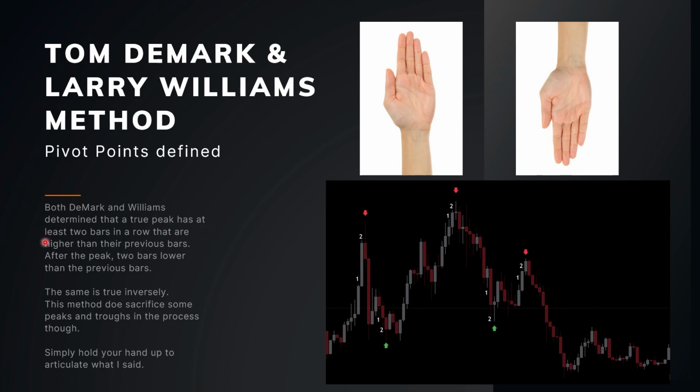All you have to do is read this and look at your hand. That's what they meant. They meant that a peak is created like this, like a human hand. A trough is created like the human hand as well. So that's what I just marked on the chart. It's kind of hard to digest, but that's how they defined it.